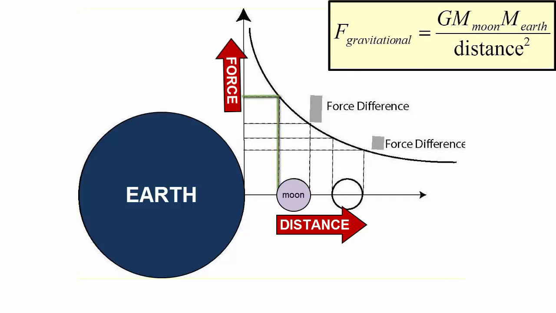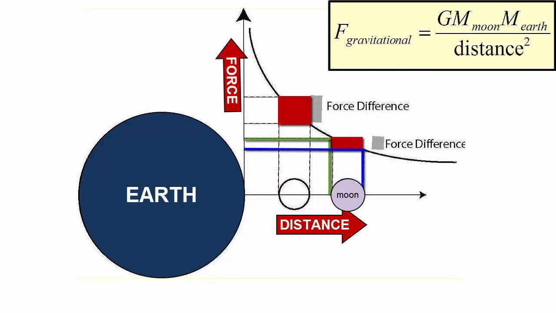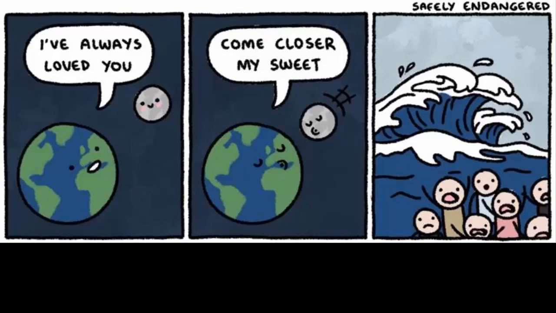For the close Moon, when we take the difference between the near side force and the far side force, we get a force differential this large. When we move the Moon further away, we see that the near side force and far side force vary less. The force differential is smaller, so the tides would be smaller. This cartoon says the same thing in a much more clever way.